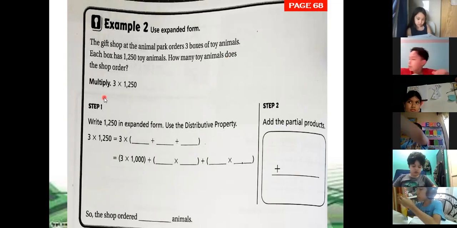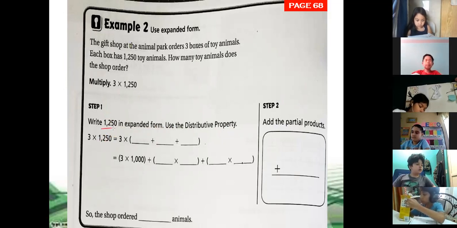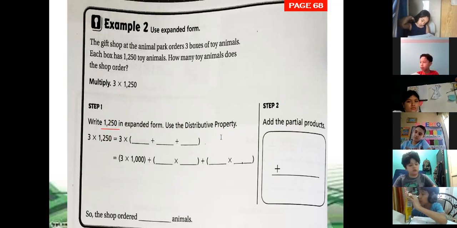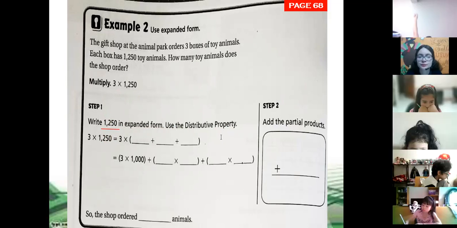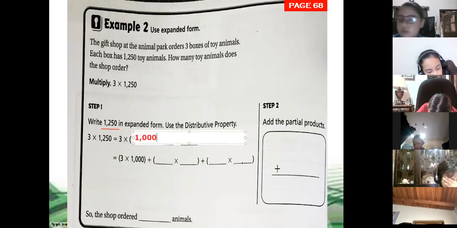Step number 1, let's follow the steps. It says, write 1,250 in expanded form. Use the distributive property. So first, write this number in expanded form. How can we write this number in expanded form? Fast. According to its value. What is the value of number 1? It is just 1 or not? It's located in the thousands, number 1. So it means the value of 1 is 1,000.